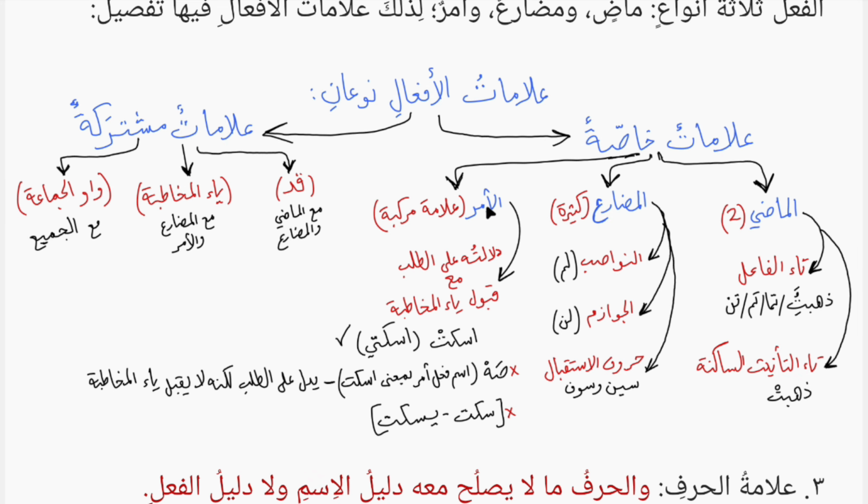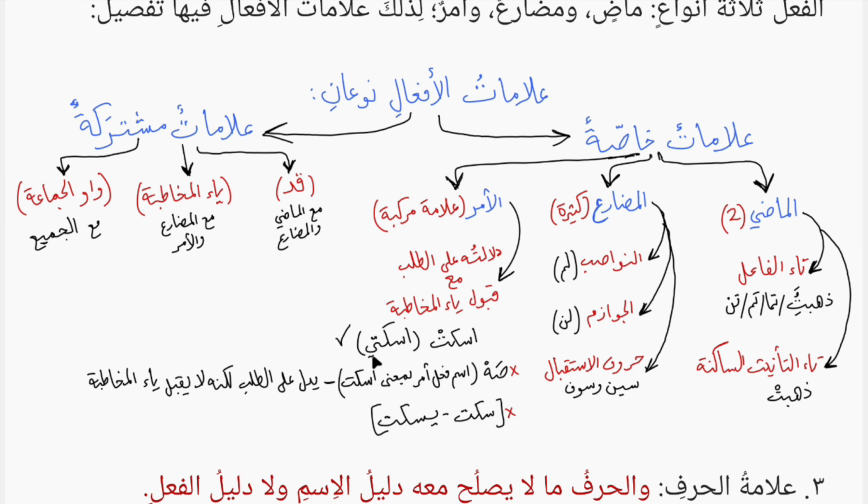Al-Amr, he hasn't mentioned any signs for the Amr. But the sign for the Amr is alama murakkaba. Alama murakkaba is a compound sign made up of 2 parts. It has to be this plus this equals a sign for the Amr. If you just have this by itself or this by itself, it's not a sign. It has to be together. It's a compound sign. What are the 2 parts? Dalalatuhu ala talab. The word has to indicate some sort of request. Amr is a request. You're telling someone to do something, right? So it has to include the meaning of requesting plus قبول ياء المخاطبة, and it has to accept ياء المخاطبة.